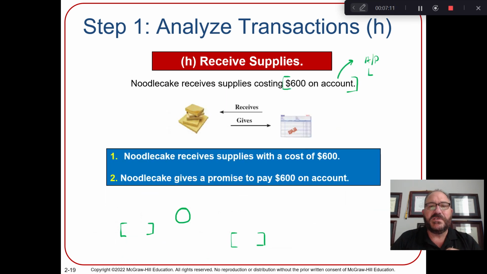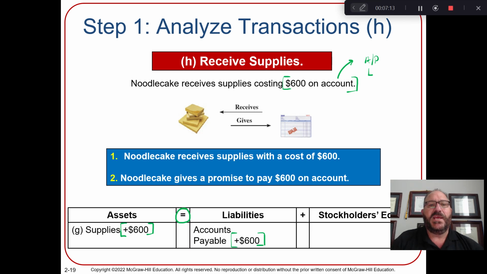All right, next one here, it says they receive supplies on account. Notice here, Noodle Cake receives supplies costing $6,000 on account. When they say on account, that means they're going to pay later. Okay. So in other words, they basically got them on credit.